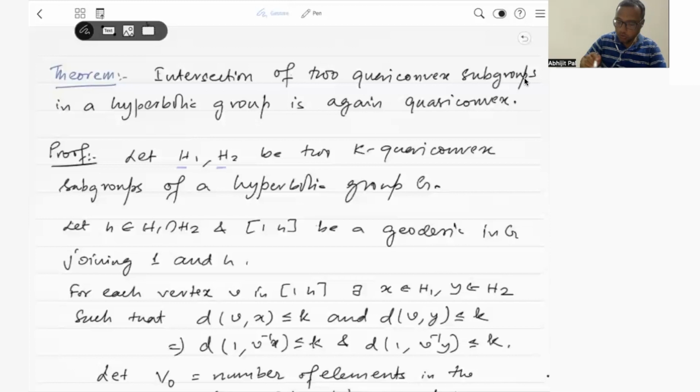Let H1 and H2 be two K quasi-convex subgroups in a hyperbolic group G. And let us take an element H in the intersection of these two groups H1 and H2 and join 1 and H by a geodesic of the group G. What we will prove is that if I take any vertex B of this geodesic joining 1 to H, there exists a vertex B prime in H1 intersection H2 such that the distance between B and B prime is less than or equal to some function of K and the hyperbolicity constant of the group G.